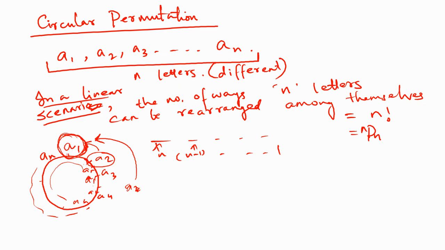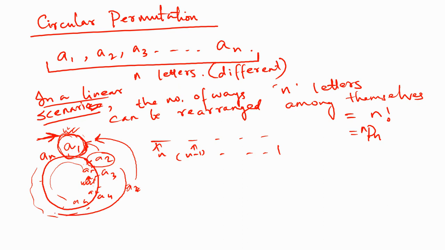Because a1 is not here this time, a1 is here this time. But you see, in a circle it doesn't matter if a1 is here or a1 is here, right? Both are the same scenario. So we need to fix one spot, and with respect to that spot, the other permutations need to be determined. Okay, so let's say we fix this spot.